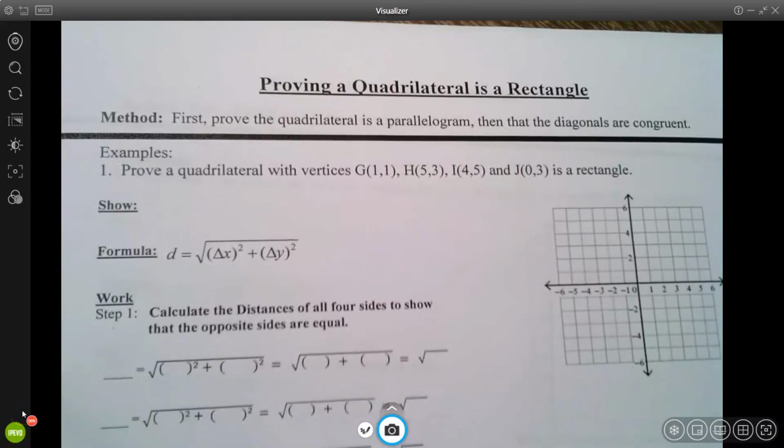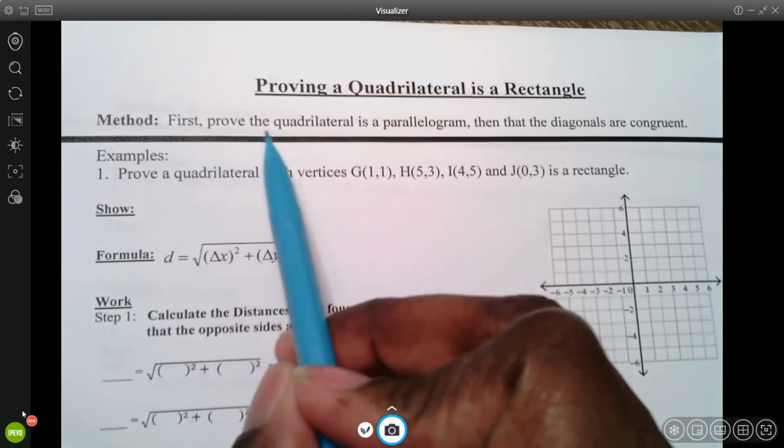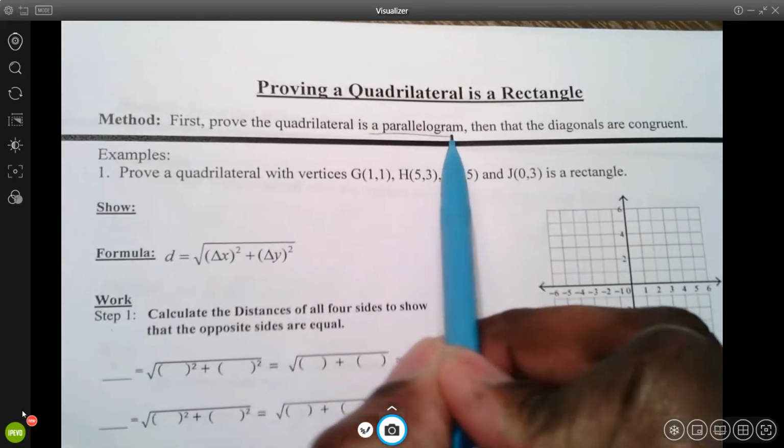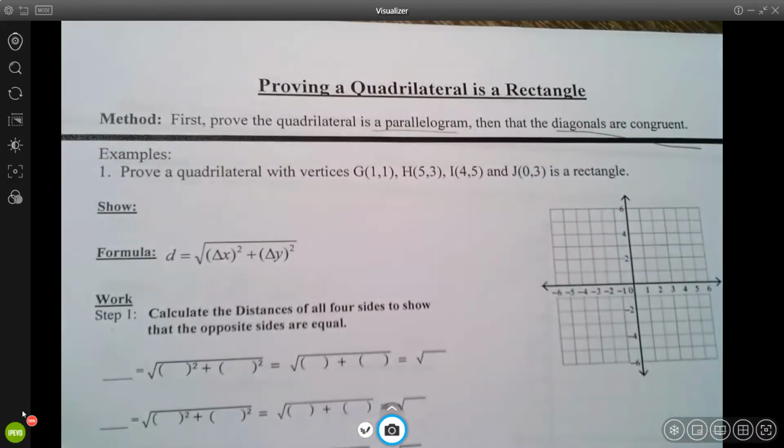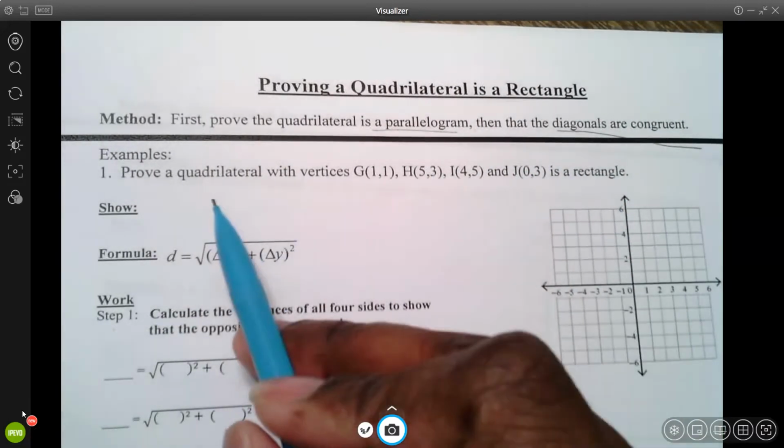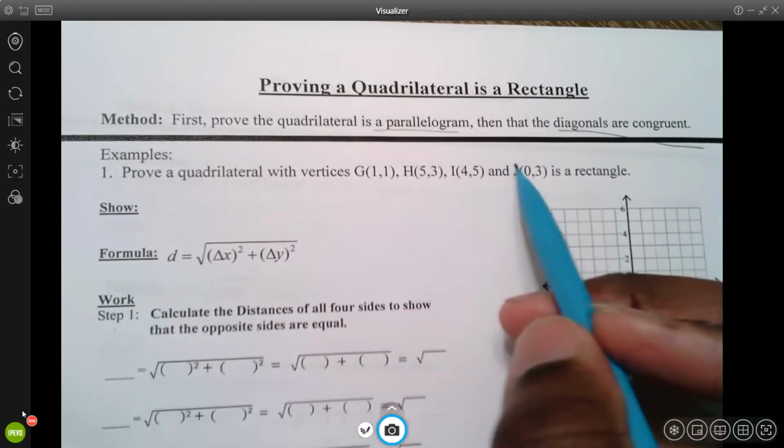This video is about proving a quadrilateral is a rectangle. The method is, first you have to prove the quadrilateral is a parallelogram. Then after that, you can prove that the diagonals are congruent. If both of those are true, then it's a rectangle. It says prove this quadrilateral is a rectangle.